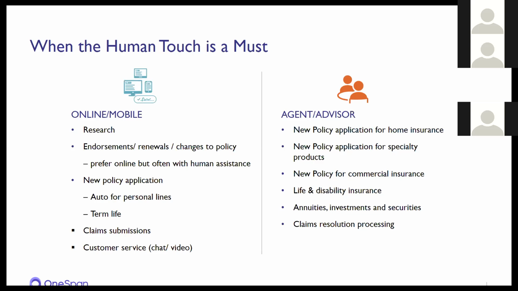For new policy applications, this is where we see definitely auto insurance. Pretty much in the United States, more than three-quarters of that is done completely through online and mobile channels. In Canada, I think it also has a reasonably high adoption to be executed digitally. However, on the life side, there's really only a small number of life products that you can do end-to-end digitally. Term life is one of them. And then claim submissions, it's pretty much all automated.